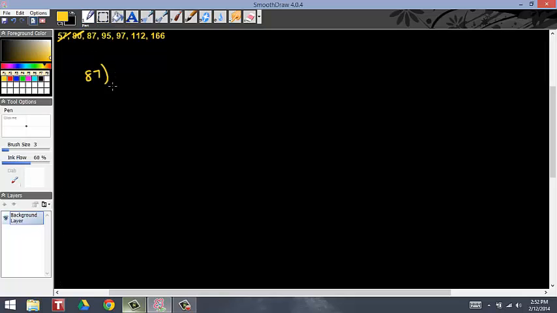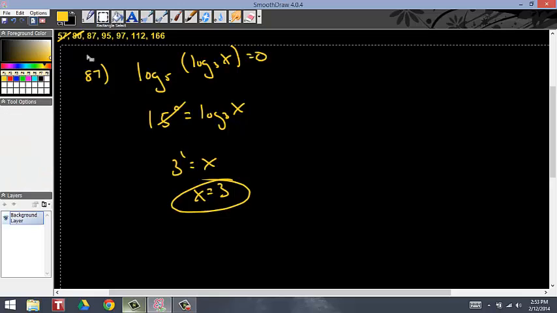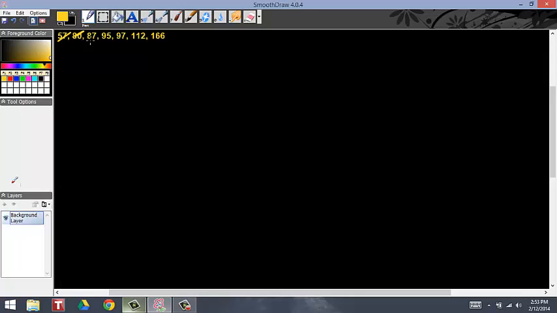87. This problem we've done a few times. Raise your hands if you remember seeing this problem. So I'm going to do it really fast. 5 to the 0 equals log base 3 of x. That's 1. 3 to the first equals x. X equals 3. Okay? All right. Yael, I did that problem with you. One-on-one.